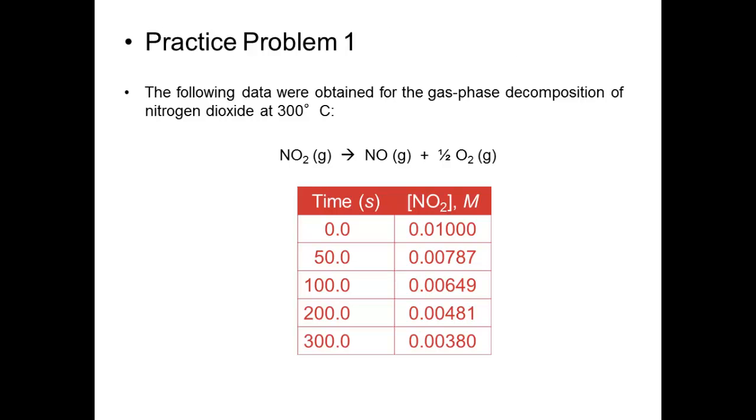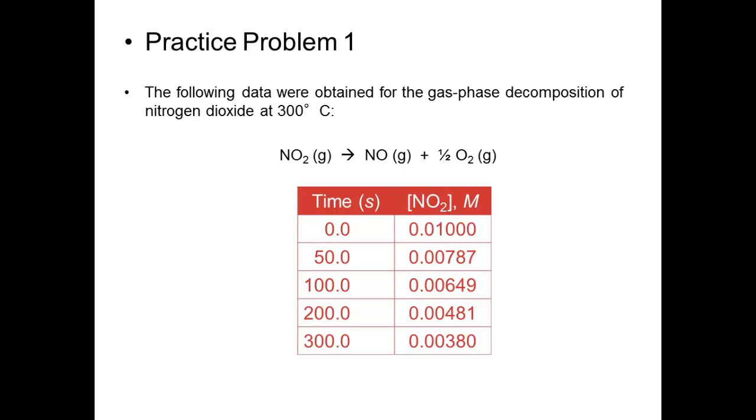When we look at practice problem number 1, the following data is given to us for the gas phase decomposition of nitrogen dioxide at 300 degrees Celsius. As time increases, the concentration of the reactant decreases as expected. But the question ultimately is going to be, is this a first order or second order reactant?